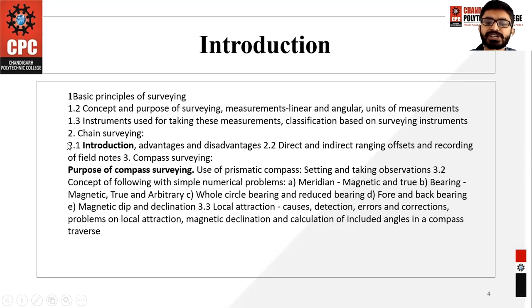We will also study the local attraction: the causes, detection, error, corrections, and problems on local attraction, that means numericals. We are going to study the local attraction, the magnetic declination, and the calculation of included angles in a compass traverse.